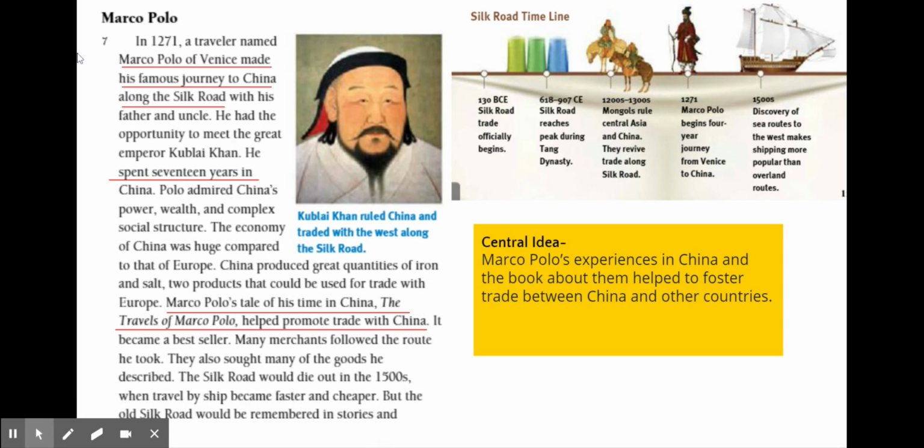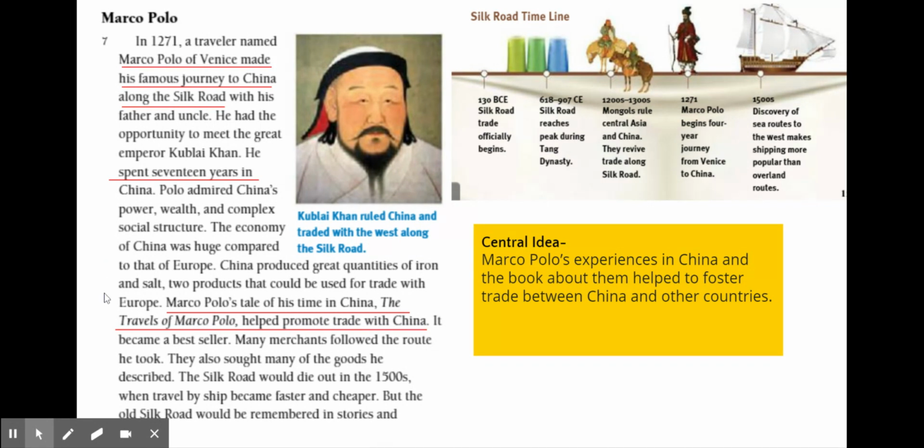Let's get reading. In 1271, a traveler named Marco Polo of Venice made his famous journey to China along the Silk Road with his father and uncle. He had the opportunity to meet the great emperor Kublai Khan. He spent 17 years in China. Polo admired China's power, wealth, and complex social structure. The economy of China was huge compared to that of Europe. China produced great quantities of iron and salt, two products that could be used for trade with Europe.